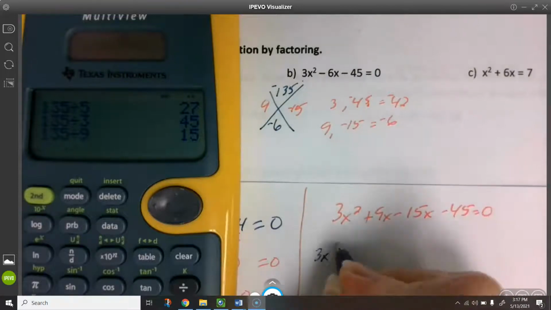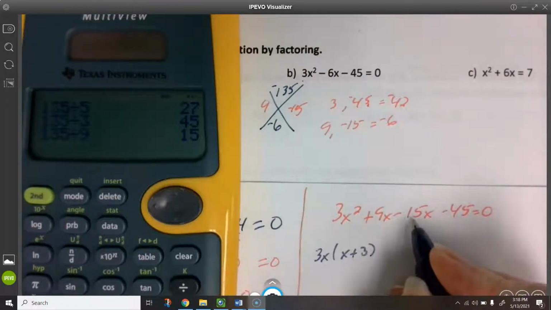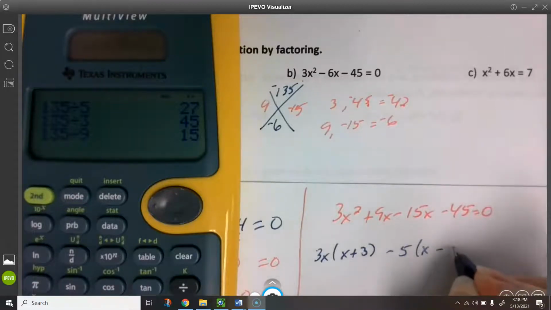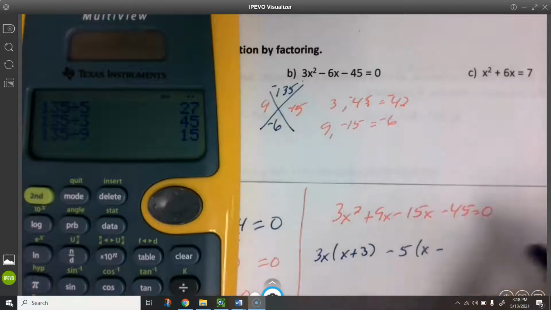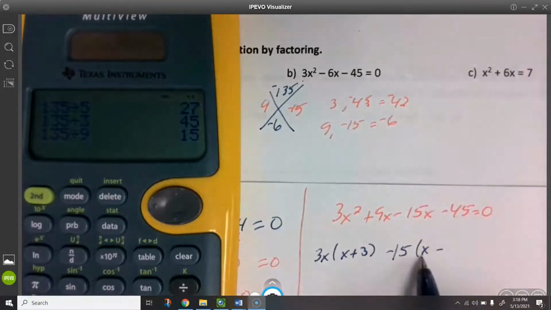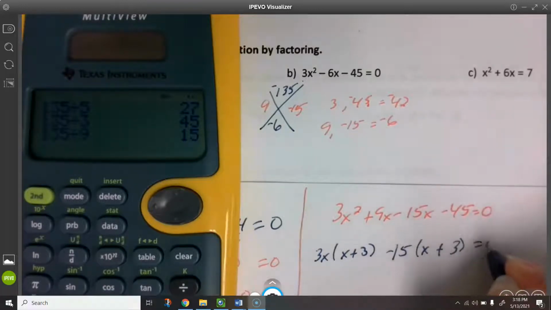Factor out the 3x. Third term is negative. Factor out a negative 5. Oh no, factor out a 15. So I knew I was making a mistake here someplace because I was like, wait, I have to come up with an x because I have that, so I can take out a 15. I wasn't paying attention.